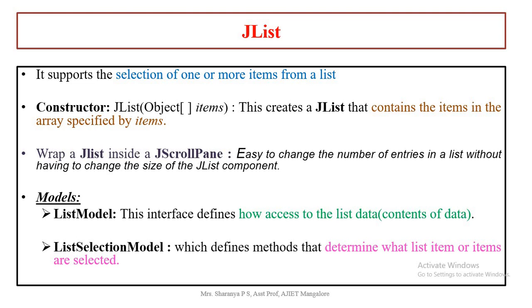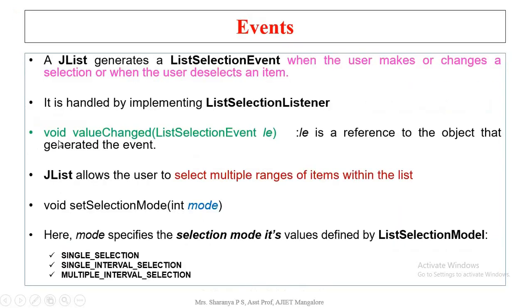Here JList will use two kinds of models. One we call the list model and one more, the list selection model. List model is responsible for accessing the list data. It will define some interfaces for how we can access the list data. Actually, it deals with the content of the data. Whereas list selection model defines the methods which will determine what list item or items are selected from the list provided. These are the two models which will be used.